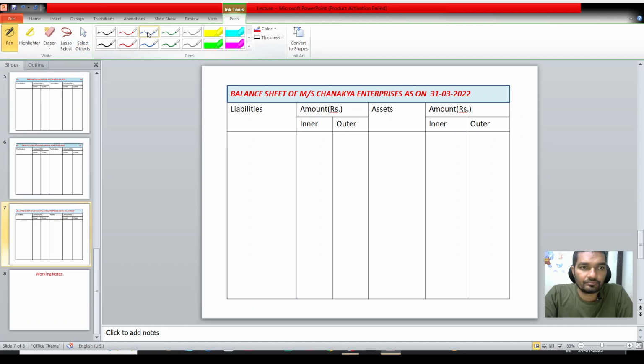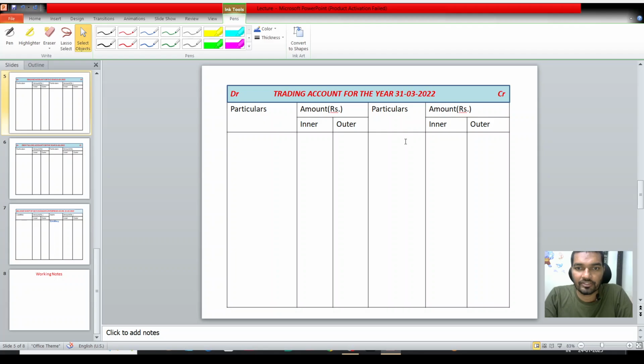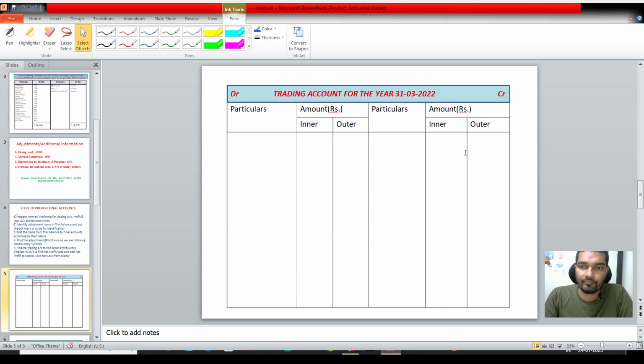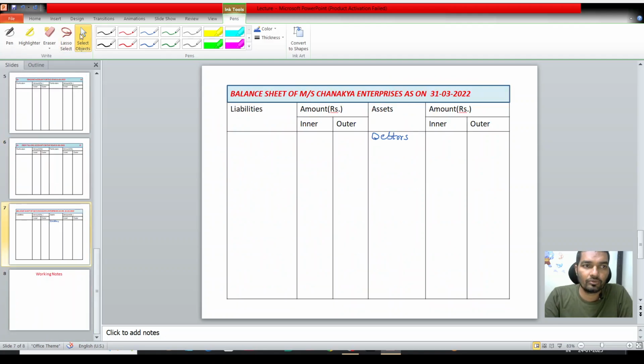So debtors amount will be shown under the asset side, and the amount of debtors given in the sum, 52,000. So this 52,000 we have to show in the inner column, because there is an adjustment for debtors.